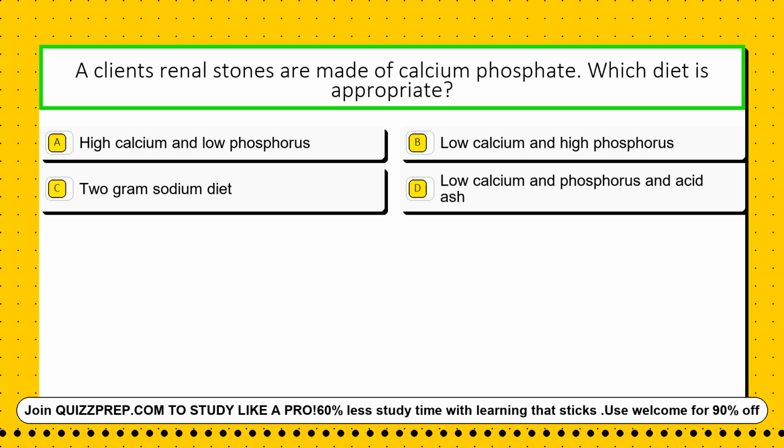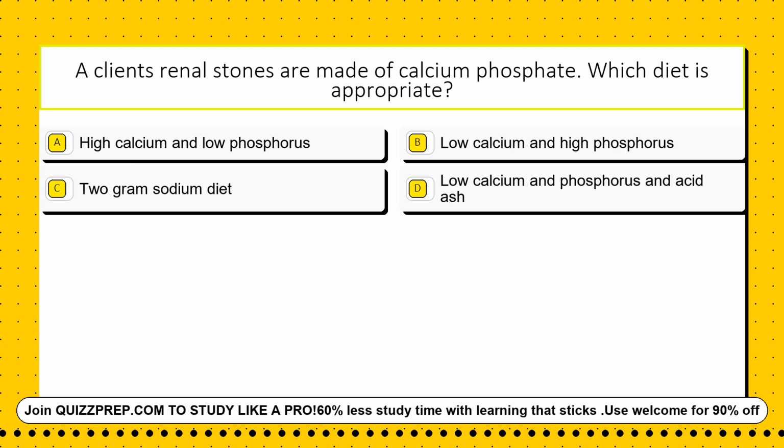Question 18. A client's renal stones are made of calcium phosphate. Which diet is appropriate? Option A, high calcium and low phosphorus. Option B, low calcium and high phosphorus. Option C, 2-gram sodium diet. Option D, low calcium and phosphorus and acid ash.